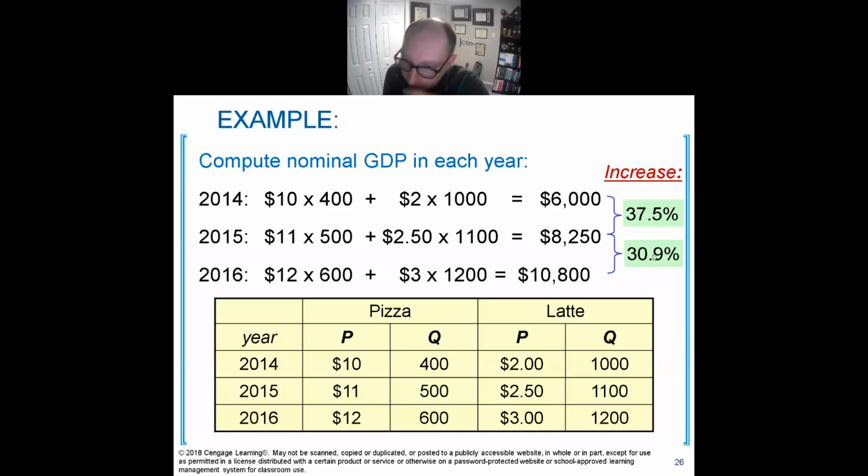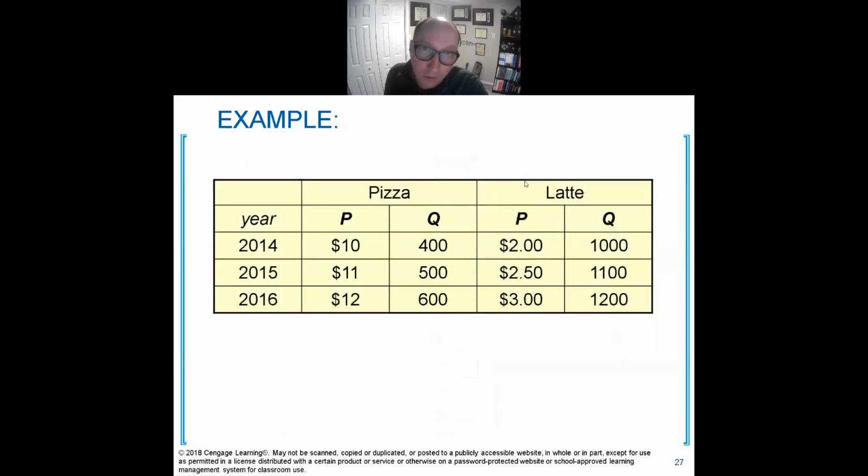That's how we got 37.5 and 30.9. For 30.9, we took 2016 minus 2015 divided by 2015. Call it the base year. So the base year for 2015, that was 2014. The base year for 2016, that was 2015. We get that term, base year.